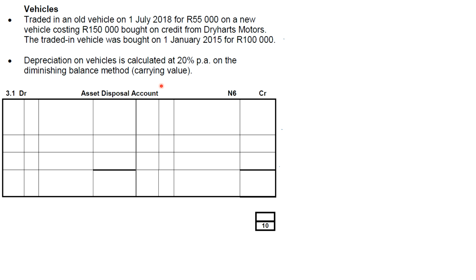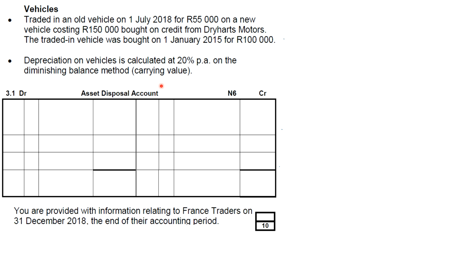So now, another important thing I missed here is when our year starts and when our year ends. Here they tell us that you are provided with information relating to Friends Traders on 31 December 2018, the end of their accounting period. Again, like I said, if they give you the end, just go 1 month forward but 1 year back. Basically, our year starts in 1 January 2018. No, don't go 1 year back, because obviously if our year ends in December, when does it start? It starts in January. So the start of our year here is 1 January 2018.